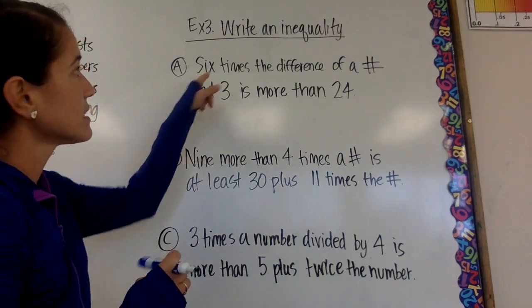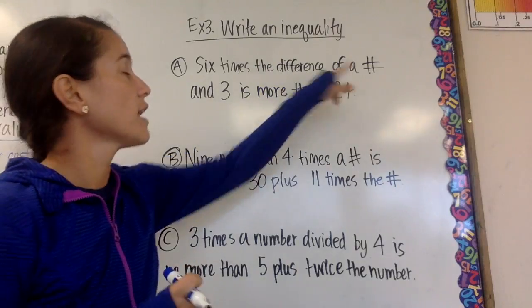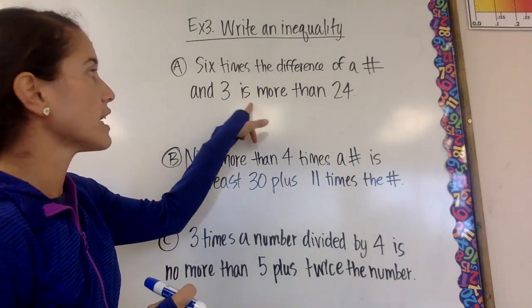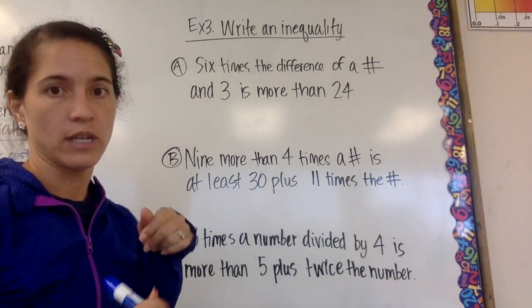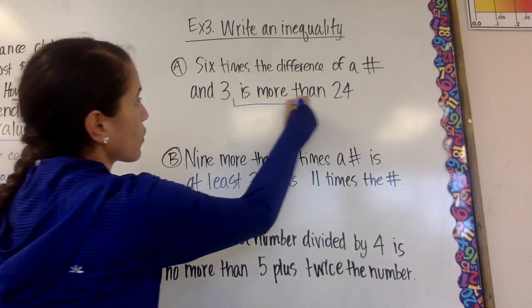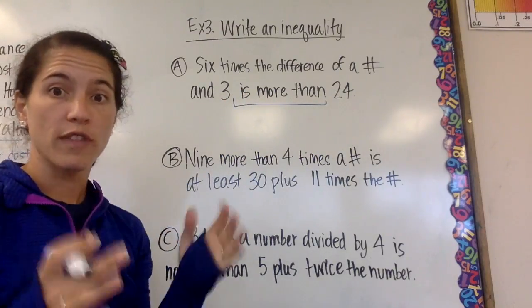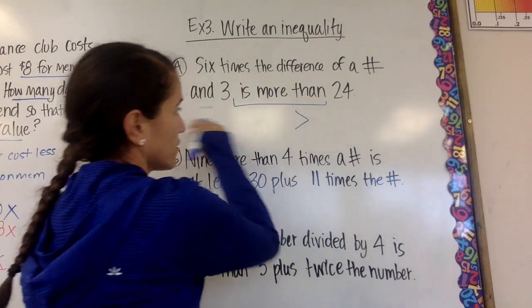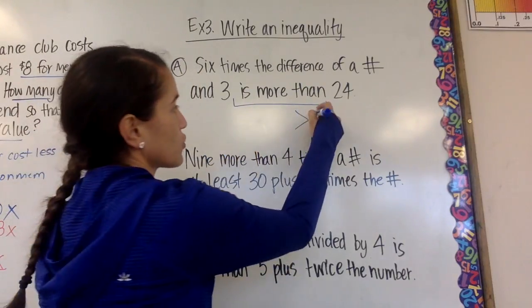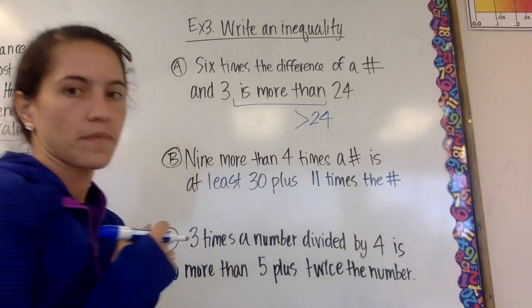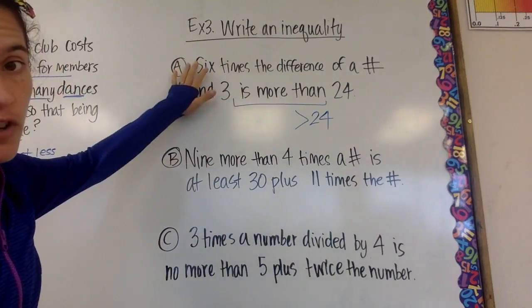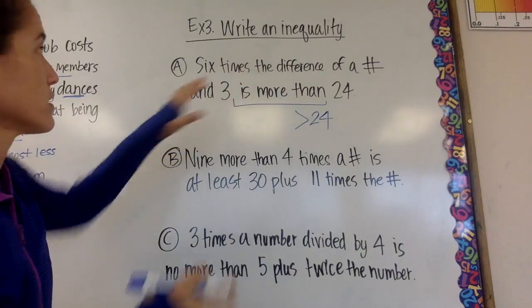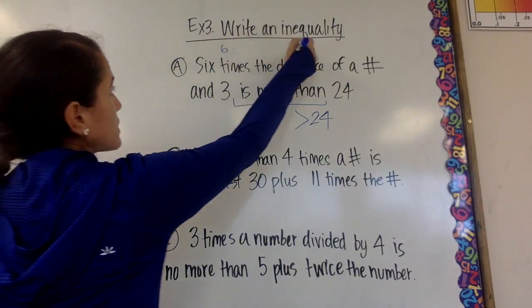All right, A, 6 times the difference of a number and 3 is more than 24. So the first thing I see is more than. That one's very basic, straightforward. So is more than looks like this. Something, something, something is more than 24. Now we have to decipher all this stuff. 6 times the difference.